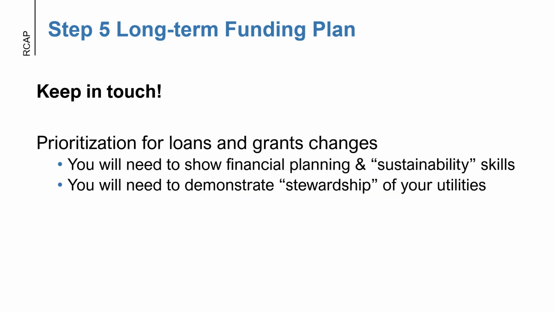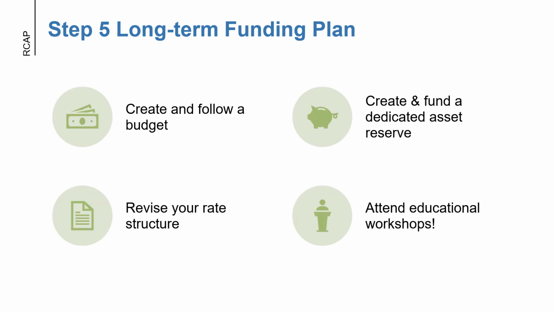An important tip I want to leave you with for sure today is to keep in touch with your funders. They typically cycle funding every year, and their criteria does change. One thing for certain though is you're going to want to have good financials, show stewardship of your utility, and have some reserves set aside. Some best practices to support your long-term funding plan include creating and following a budget, creating and funding dedicated asset reserves, regularly revising your rate structure, and attending educational workshops.